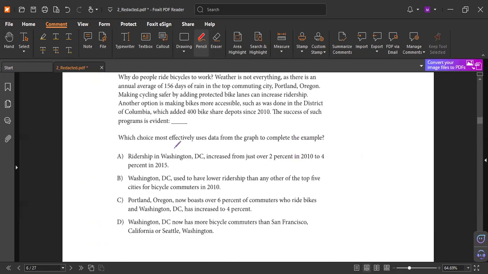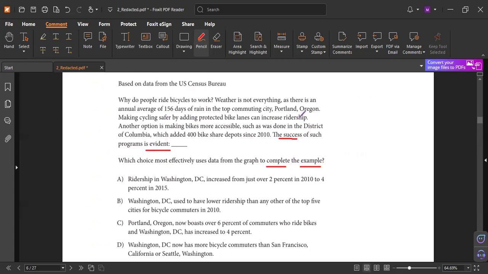Now let's go to the next. Complete the example. So we need an example to prove something. I said the success of such a program. So we need to know what is mentioned about the program and I need to support it. Let's go to read.